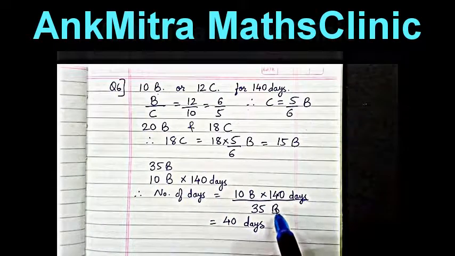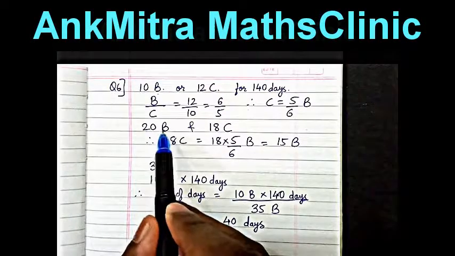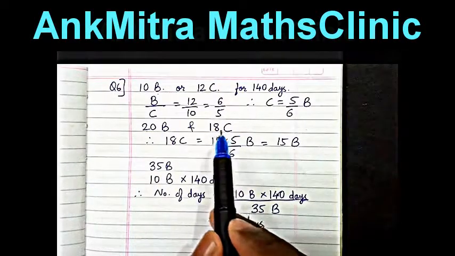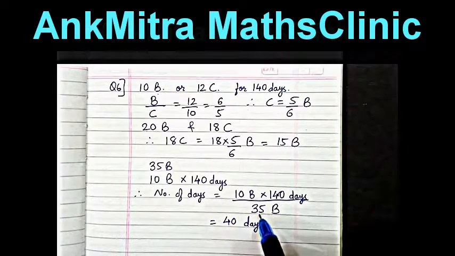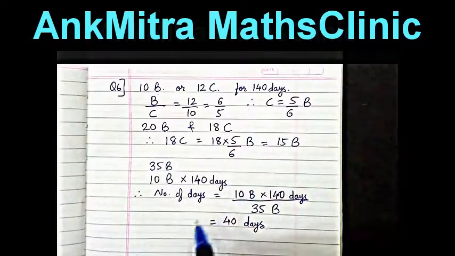35 buffaloes can also be represented as 20 buffaloes and 18 cows, since 18 cows is equivalent to 15 buffaloes. So out of these 35 buffaloes, I have 20 buffaloes and 18 cows. This quantity of grass will be sufficient for them for 40 days.